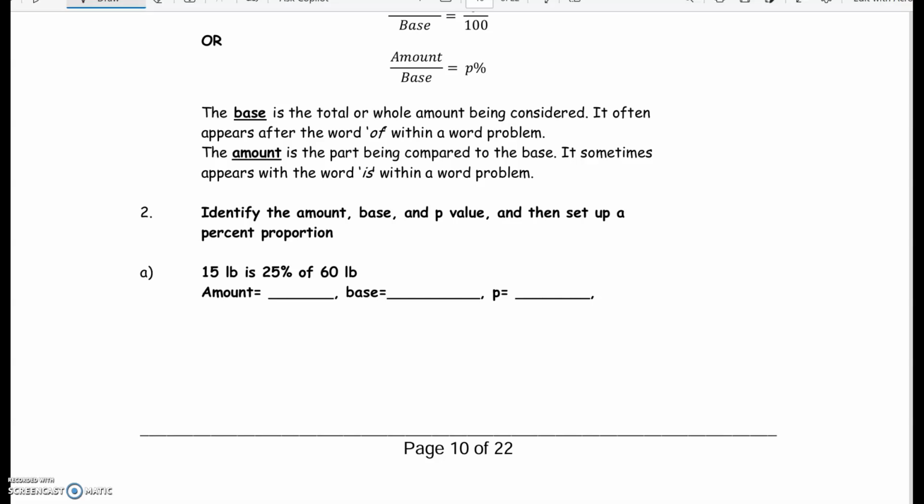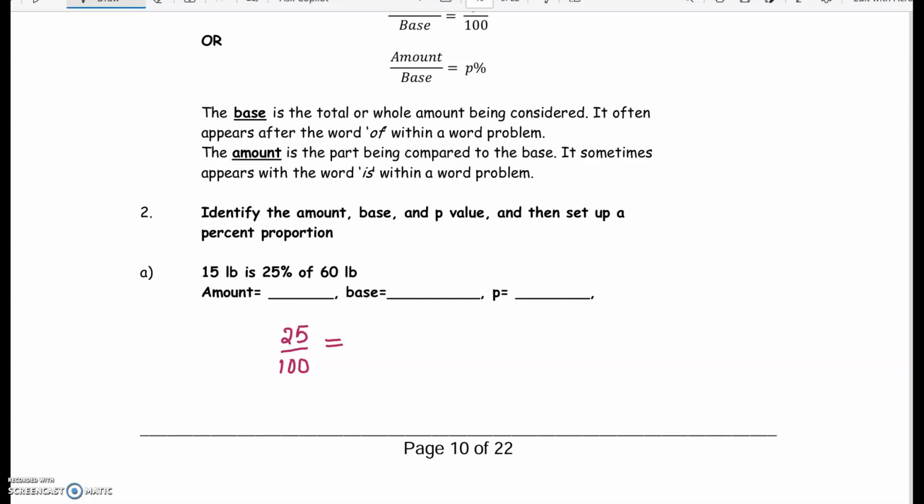So let's look at this. Identify the amount, the base, and the P value, and then set up a percent proportion. So 15 pounds is 25% of 60 pounds. We have to check if that is true. So what we'll do is set up a proportion, a ratio on the left equals a ratio on the right. One of the sides is definitely going to be the 25%. So 25 per 100 is 25%.